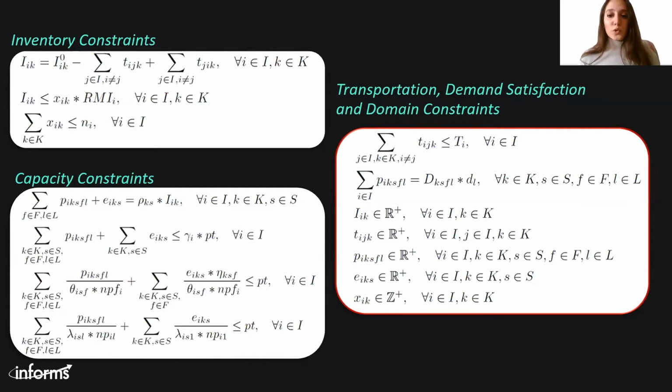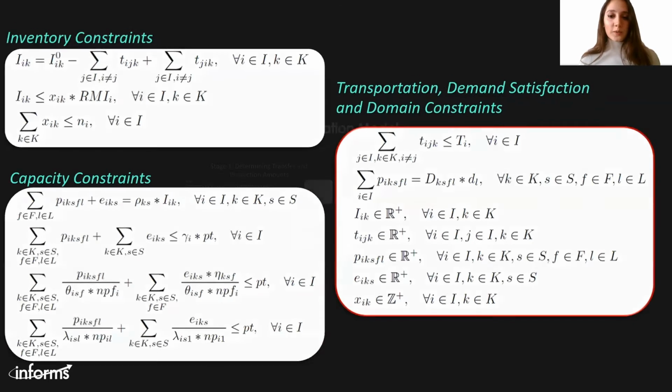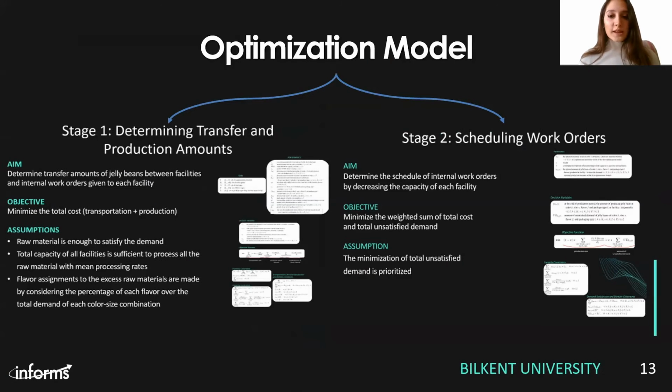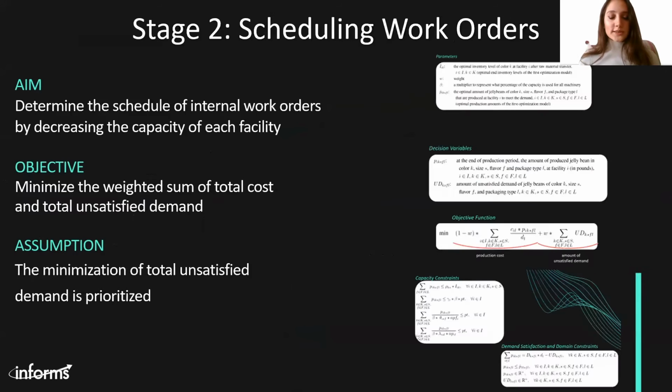In this part, the first constraint is not to exceed the truck capacities, and the second is the demand satisfaction constraint. Now, stage 2, scheduling work orders. As I mentioned before, the first stage gives the internal work orders given to each facility, but it doesn't give the schedule of them. However, the schedule of the work orders is also significant since the sequence changes the total flow time of the production.